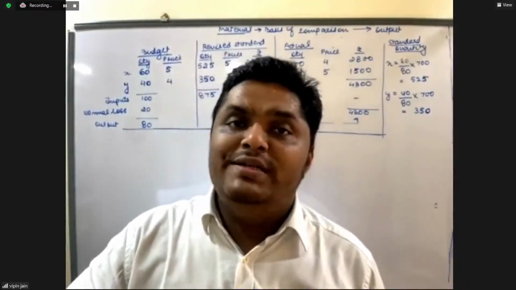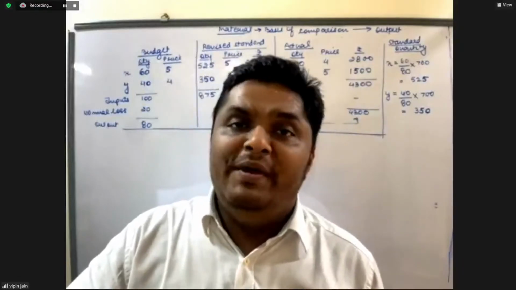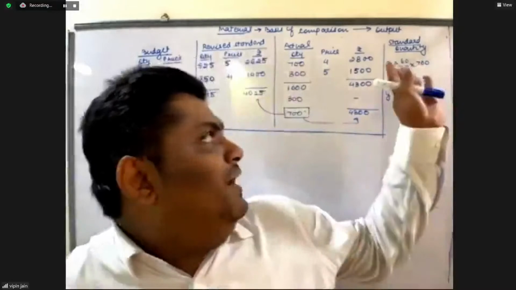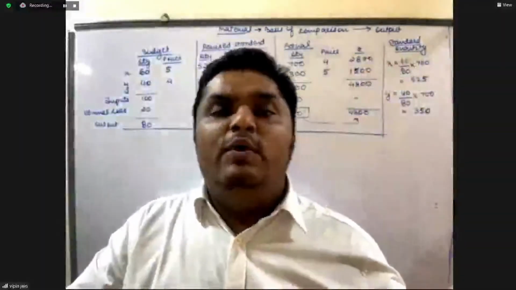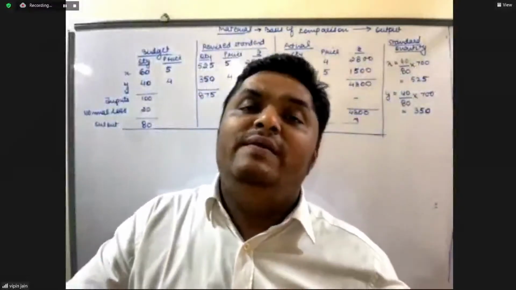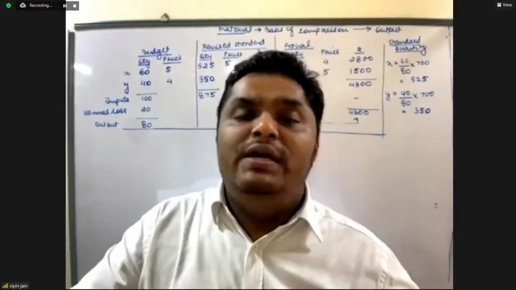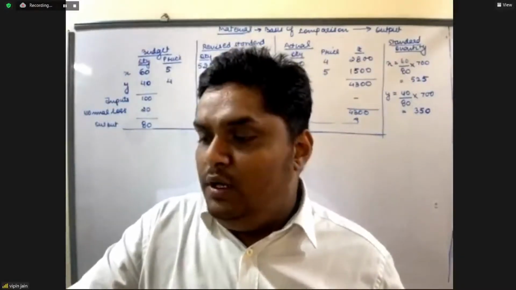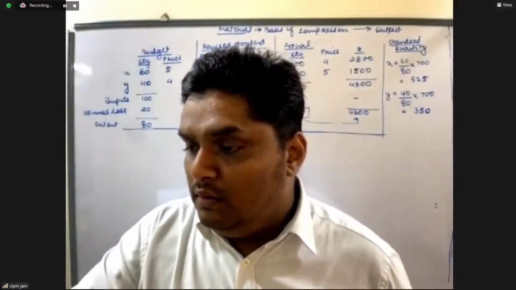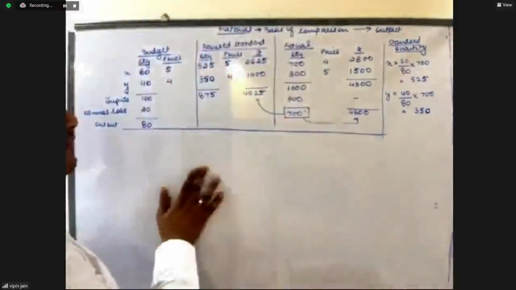Again, there are no formulas in standard costing. Everything is concept. So no need to memorize the formula. Again, the formula is given to calculate 525 and 350 also. That is quantity divided by budgeted output into actual output. So no need to memorize the formula. So now let's proceed further.